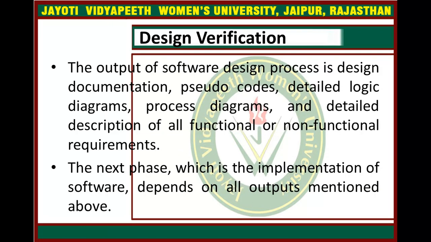Now come to design verification. The output of the software design process is design documentation, pseudocodes, detailed logic, diagrams, process diagrams, and detailed descriptions of all functional or non-functional requirements. The next phase, which is the implementation of software, depends on all the outputs mentioned above, like detailed logic and pseudocodes. These are the outputs.